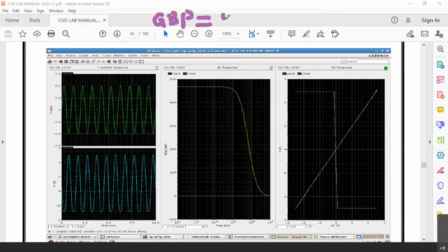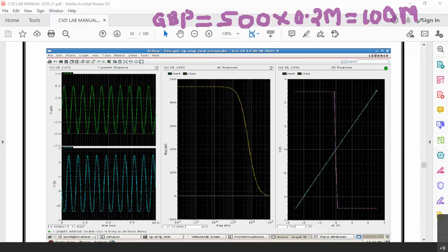If I take gain as 500 approximately, and you can see the bandwidth here. Bandwidth is somewhere around 200 kilohertz. Approximately I can take it as, because 10 power 5 is 100 kilohertz, somewhere around 200 kilohertz. So I can write it as 0.2 megahertz. So 500 into 0.2 is only 100. 100 mega is the gain bandwidth product of this particular op-amp, which is actually much lesser.